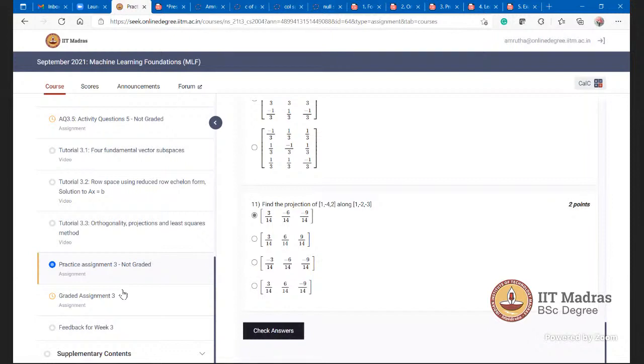In general, for week 3, what I felt was that activity questions were difficult, and practice and graded assignment questions were easy. Because practice assignment and graded questions were completely the computational part. When you know the procedure and the formula, you can do it. But I got many wrong. I answered wrong in a lot of activity questions, and most of them were conceptual.